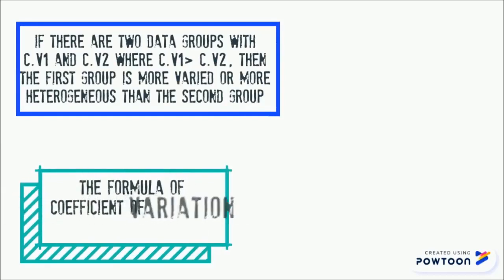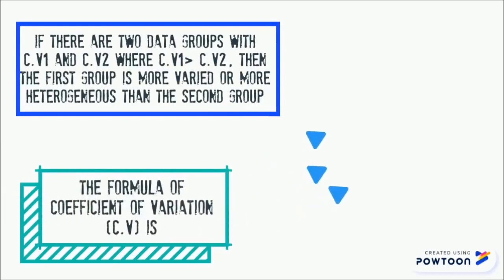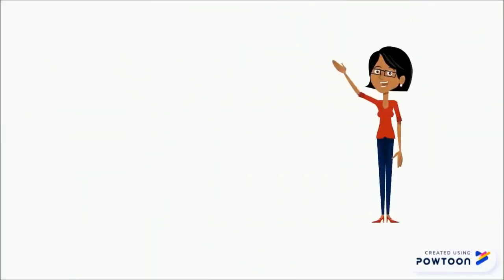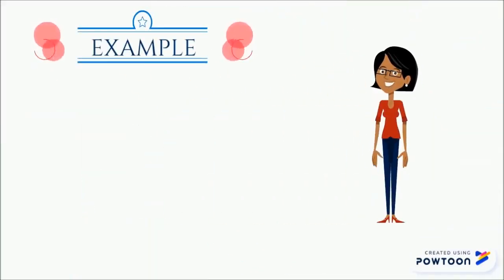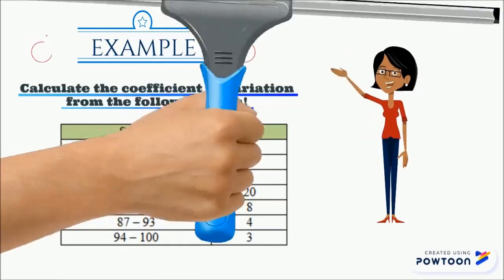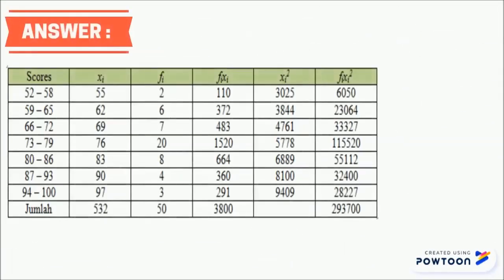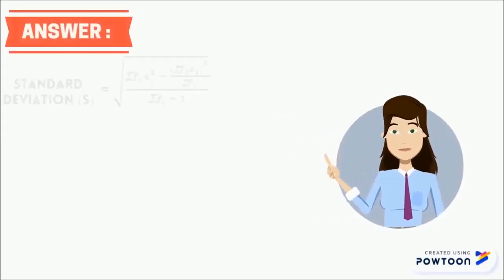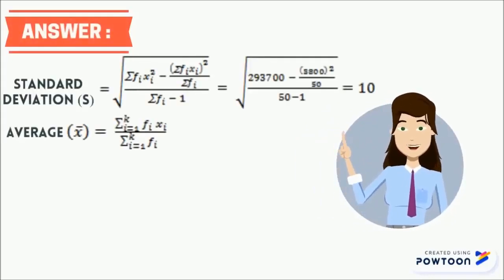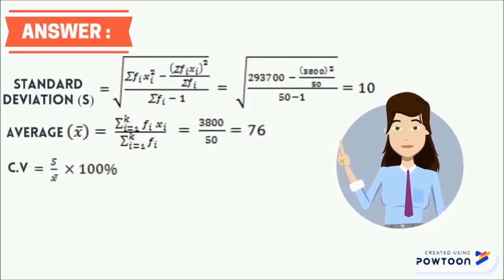And this is the formula of coefficient of variation. And then, this is the example for the coefficient of variation. In this part you can follow these steps to solve problems: finding the value of standard deviation, average, and finally the value of coefficient of variation.